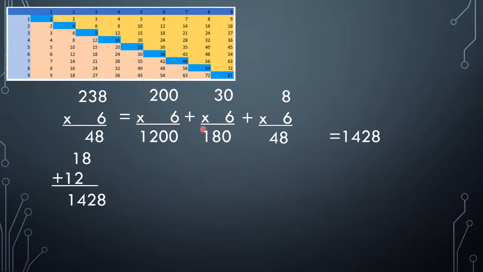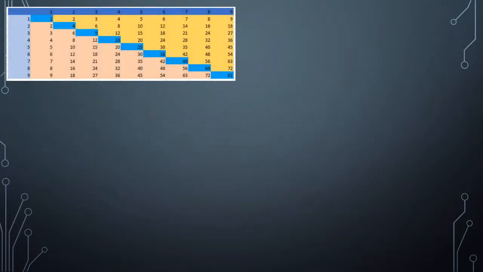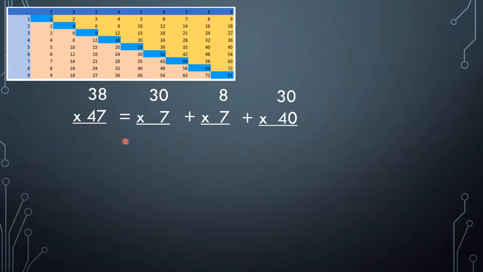So that's why I'm showing you this method, because you can use any of these methods if you want. It depends on you. Now let's try here again, the multiplication table for multiplying 2-digit numbers. Basically, like I told you earlier, you can still do the expansion like this one. So 30 times 7, 8 times 7, 30 times 40, and 8 times 40.